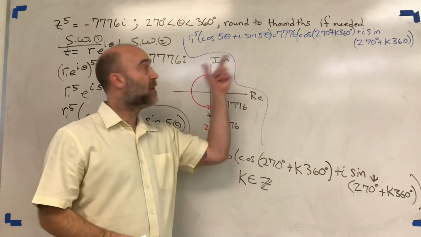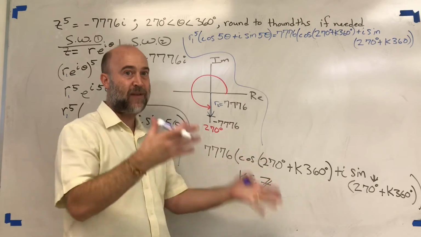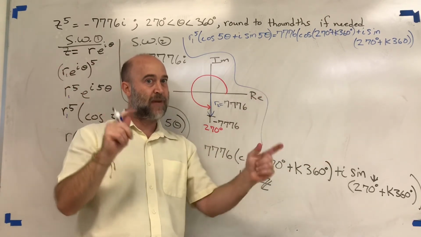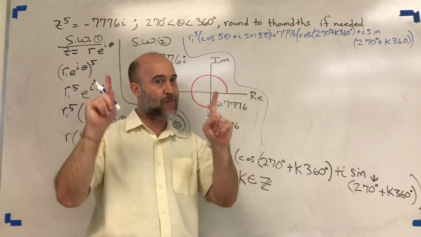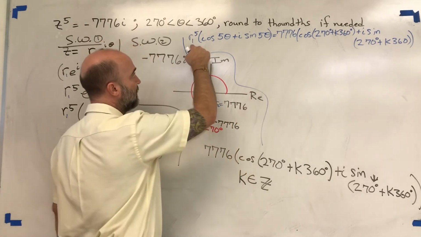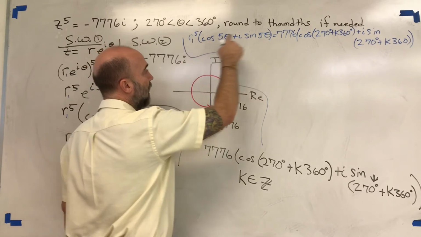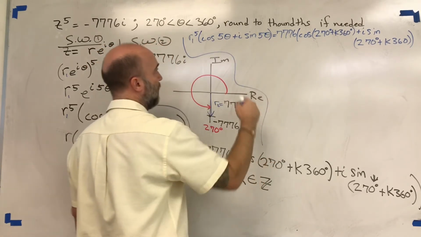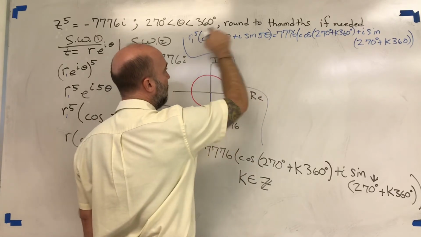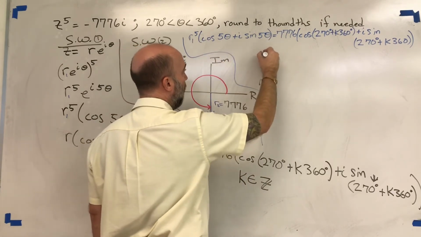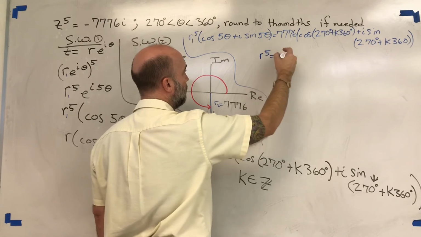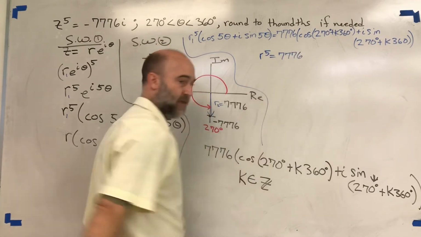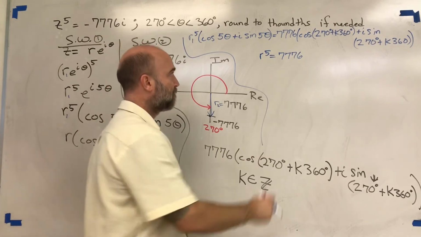Now, things match up on both sides. If everything is the same on both sides, all the forms are the same, then the parts that are different also match. So that means this r1 and this r2 match, because everything else is the same here. So r to the fifth is equal to 7,776. Should have brought my calculator.